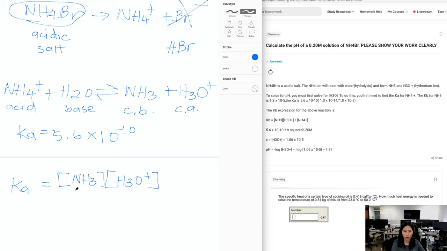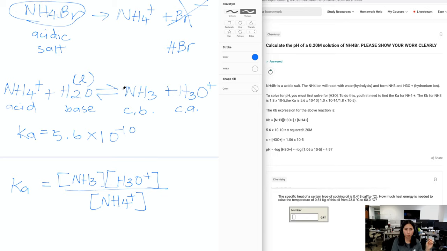And this is all over the concentration of your product, which is NH4 plus. First of all, in case you might forget, H2O is a pure liquid, right? It's not really affecting your equilibrium constant or your expression. That's why we don't have it right here, because it's equal to 1, right? That's the concentration.